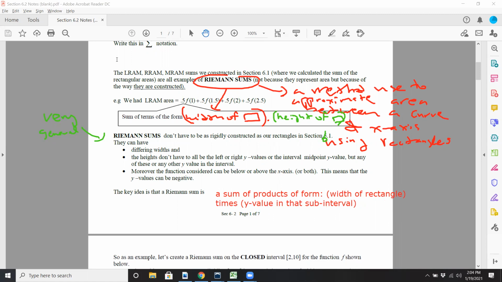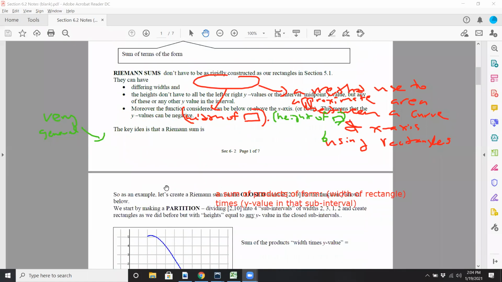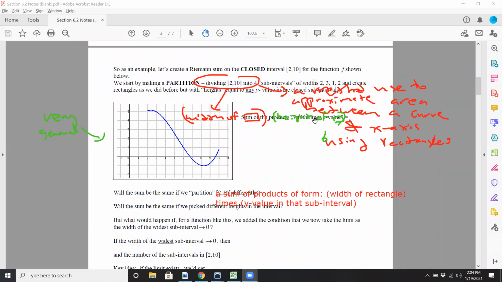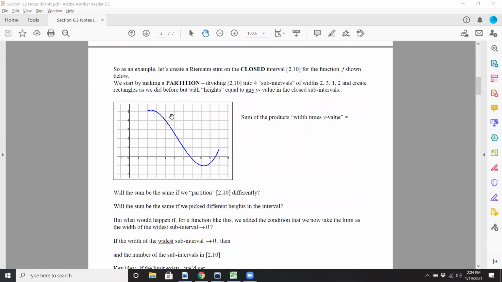So let's move on to page 2. Let's say we've got this curve, very funky. It's going from 2 to 10. Obviously, a portion of it is above the x-axis, and a portion is below the x-axis. It's a closed interval from 2 to 10. And you want to make a partition into subintervals, intervals within the interval. And the widths are going to vary. You have a width of 2, a width of 3, a width of 1, and a width of 2.